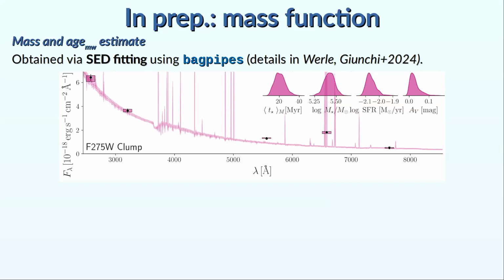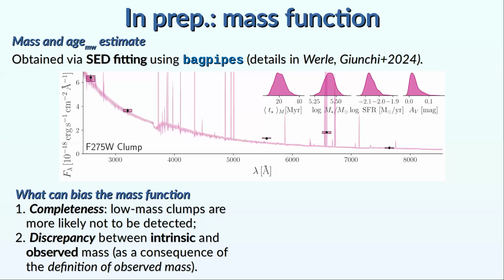So essentially we have the masses, but before doing the mass function, we need to quantify these two effects, the completeness and the discrepancy, that can affect and bias our results. The first one is essentially the fact that low mass clumps are also smaller and fainter, so more easily lost, and we need to quantify the fraction of them that statistically are lost. While the second one is essentially a test for Bagpipes. We want to verify if Bagpipes is able to give us reliable estimates of the masses.